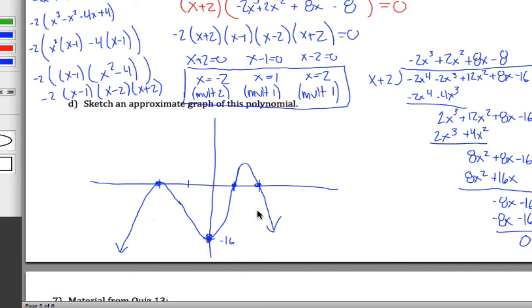Good. My end behavior said it should go down on both sides. This picture does. We don't know how high up this loop goes right here. That's something you don't learn until you take a calculus class. So for our purposes, it's just an approximate graph. It looks something like this. If you make sure that it goes through these points, bounces off this one, I'm happy. That's all I want.